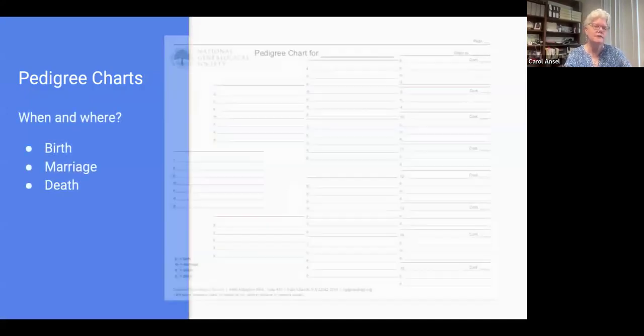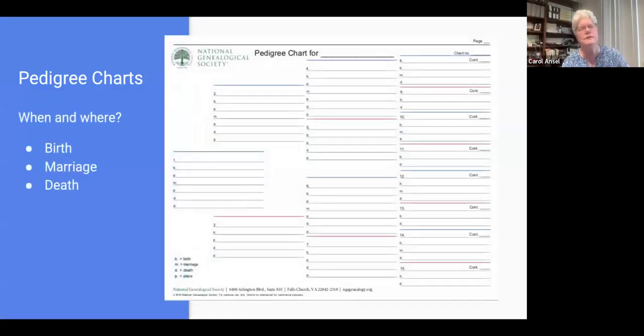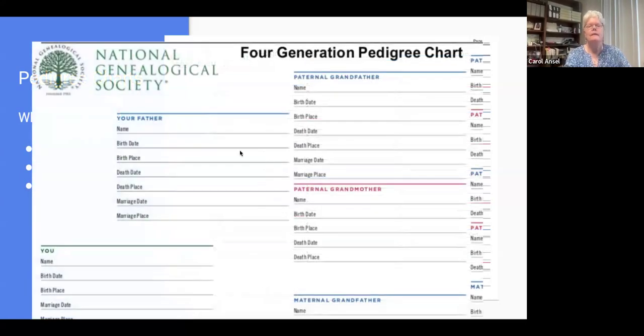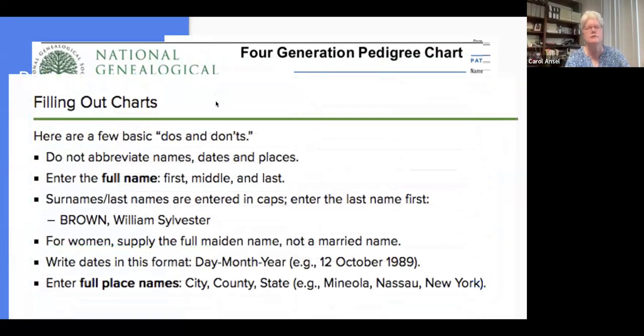Okay, so pedigree charts are one of the main ways we store the information. And this is what people did before we had the online Ancestry trees. Basically, you're looking for birth, marriage, and death for your ancestors, starting with yourself and working back to your parents, their parents, your great-grandparents, etc. And so here's a little close-up. In here, they're looking for name, birth date and place, death date and place, and marriage date and place. This is the one from the National Genealogical Society, and you can download that for free.